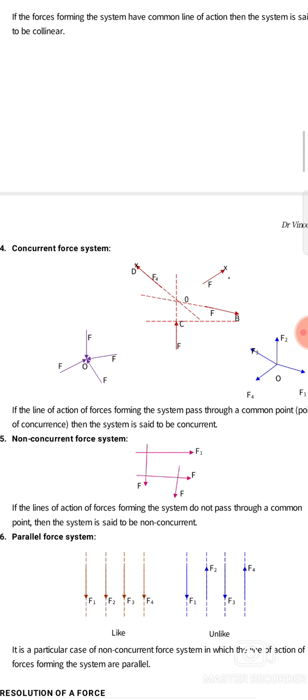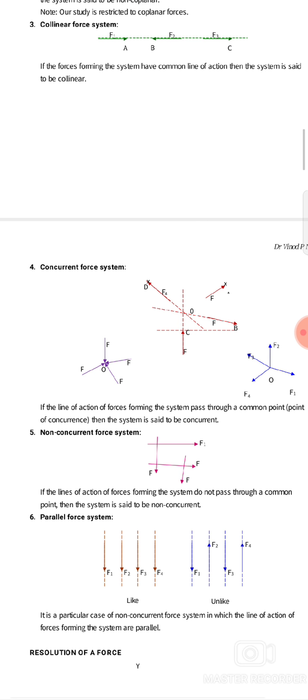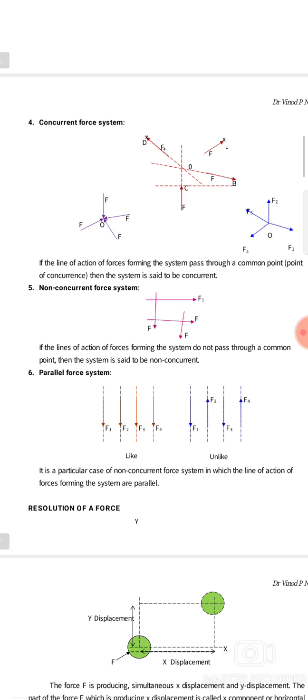Then the concurrent force system. The concurrent force system has a number of forces which pass through a single point. If the lines of action of forces for the system pass through a common point, we'll say the point of concurrence, then that system is said to be a concurrent force system. There will be a number of forces which act at a single point. They can be in different directions, but they should start from a single point.